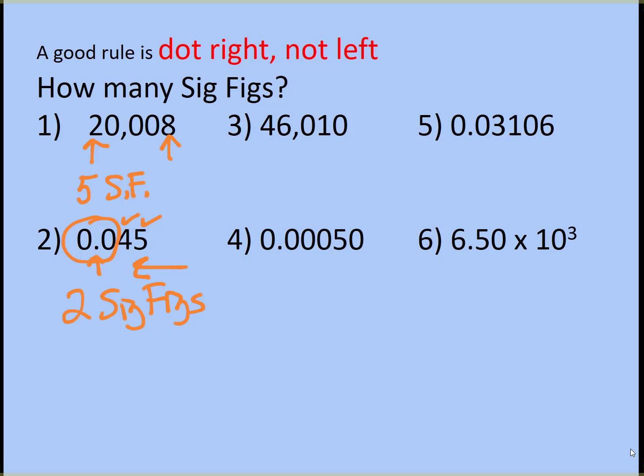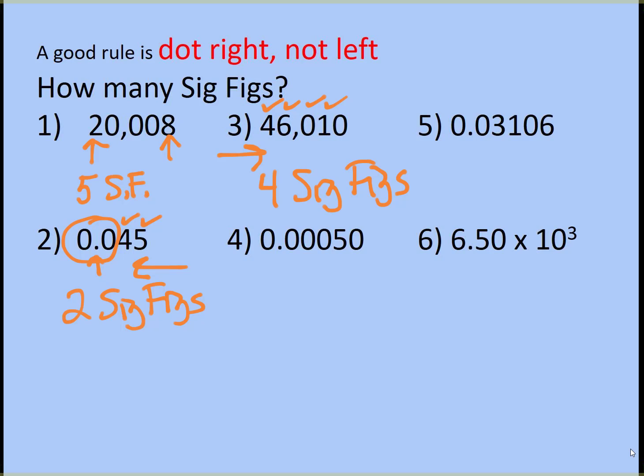Let's do the next one. So I have no decimal, so I'm going to start counting from the left, so this way. So 1, 2, 3, 4, and then I stop. 4 sig figs. So I don't count that last zero because it's just a placeholder. So that means they only measured to the tens place. The tens place was the estimated place.